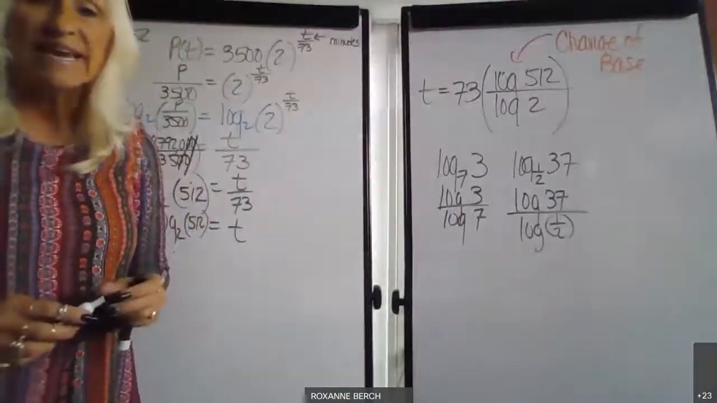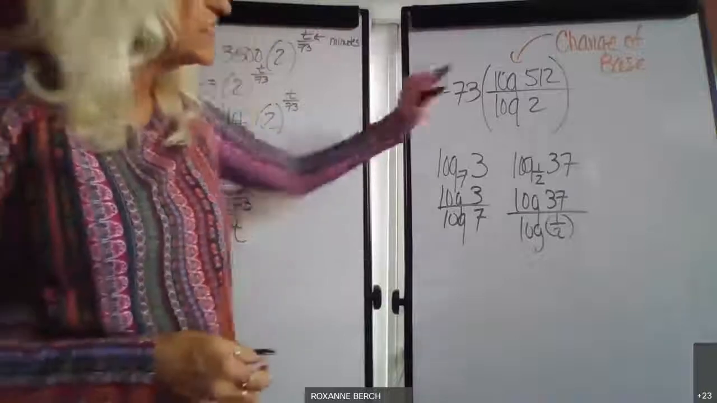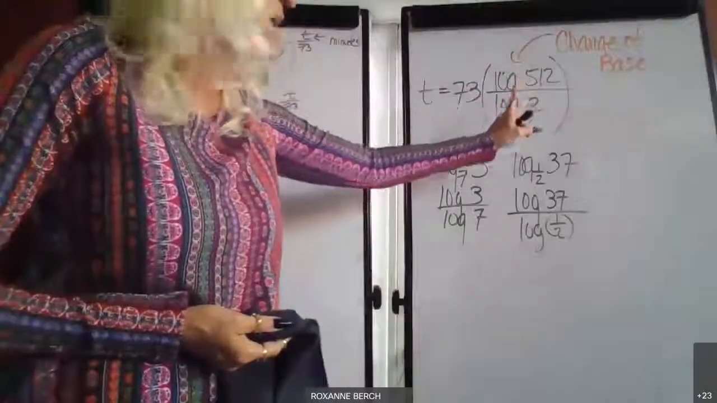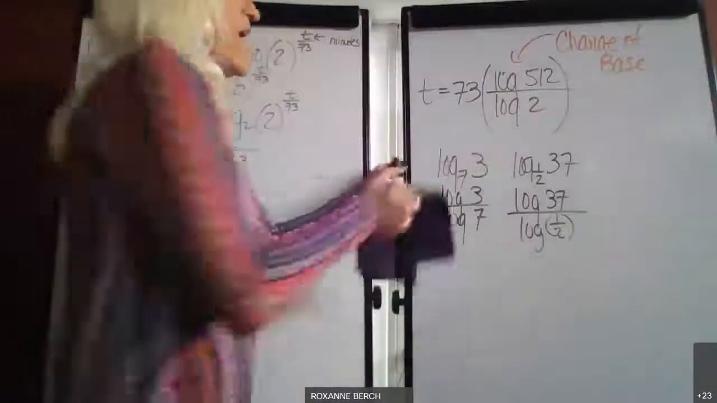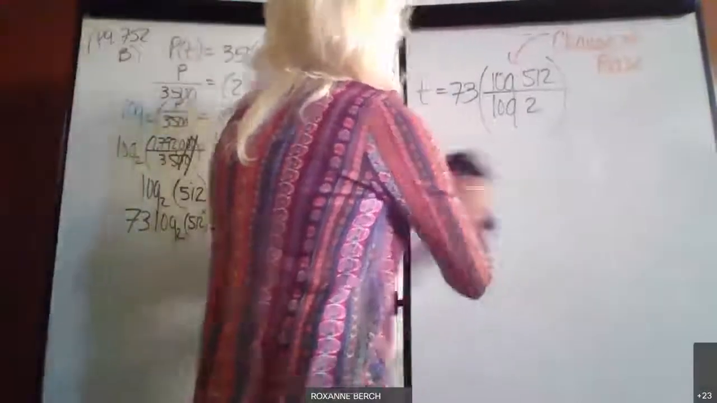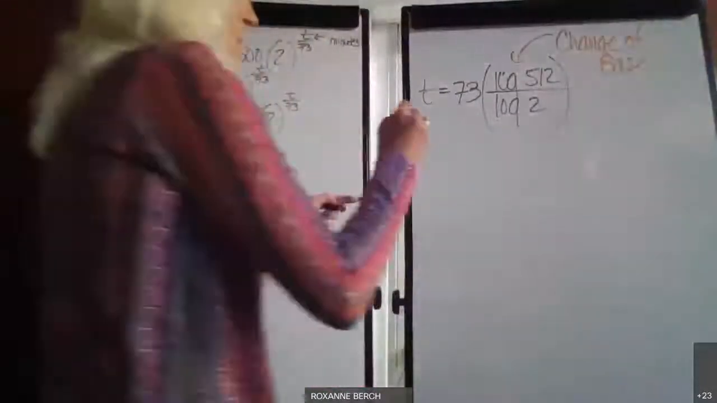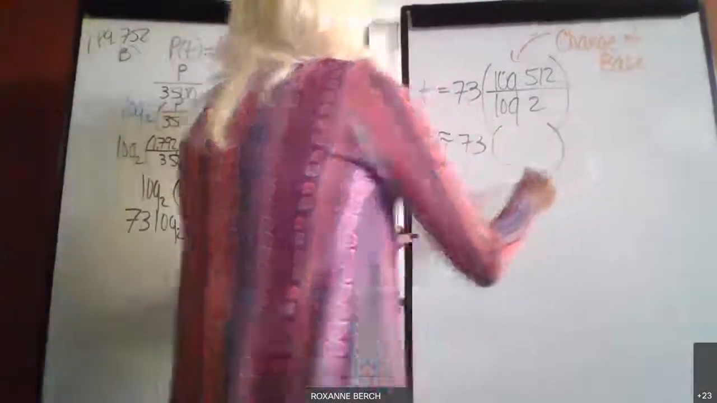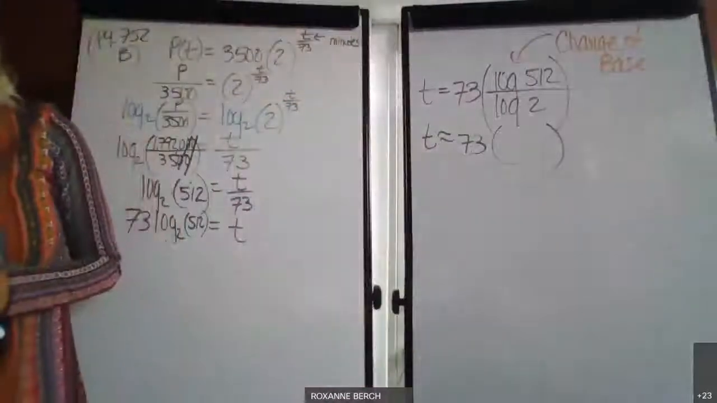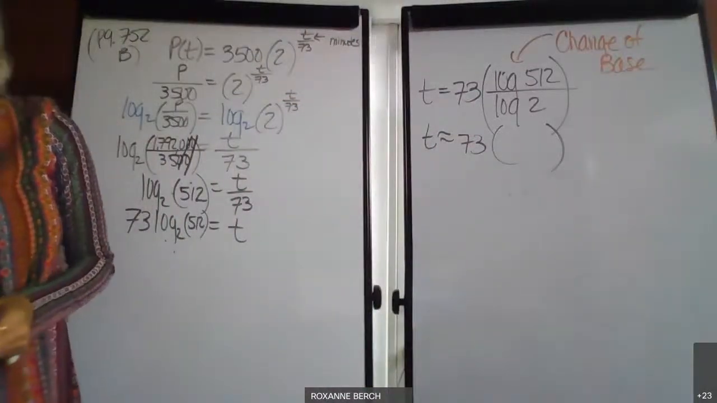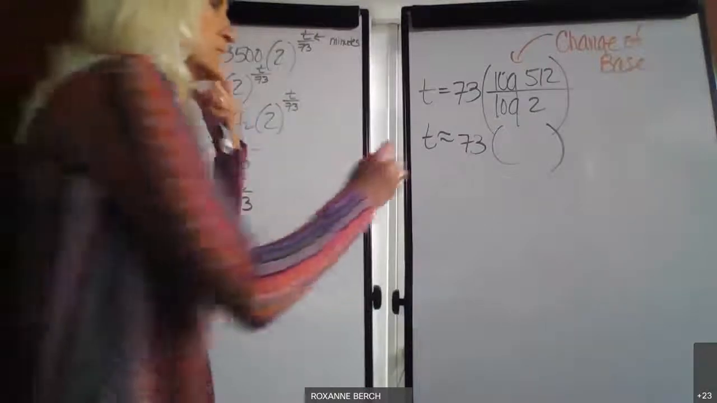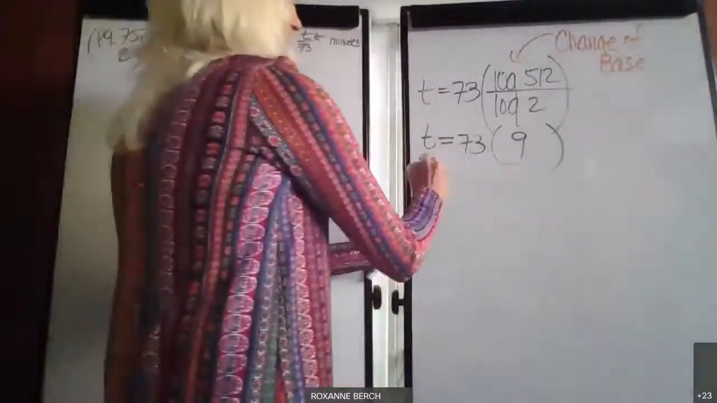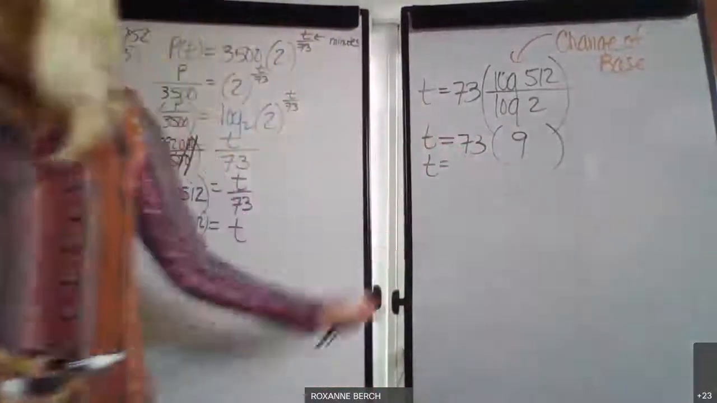All right, so basically what we're going to do right now is we're not going to do this all at once. What I want you to do is put log base 10 of 512 divided by log base 10 of 2 on your calculator. And we're going to make this into 2 steps. So what's log base 10 of 512 divided by log base 10 of 2? 9. So it's exactly 9. And now we are going to take 73 times 9, which is what?